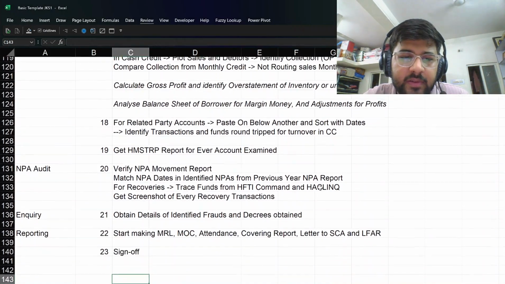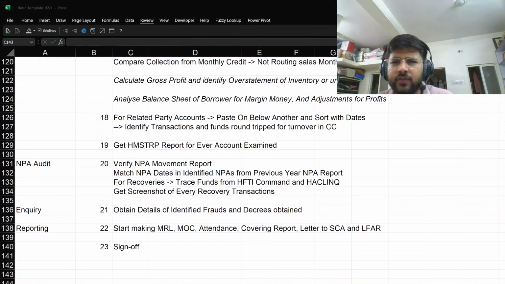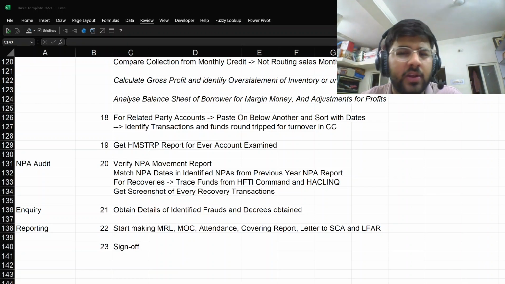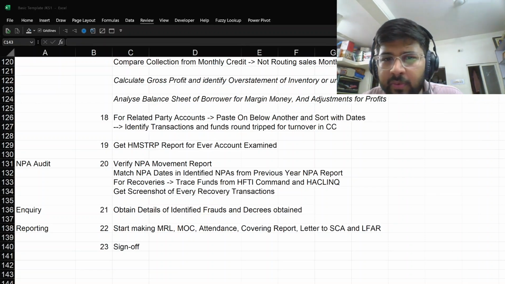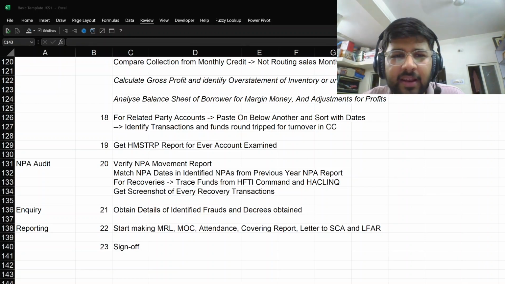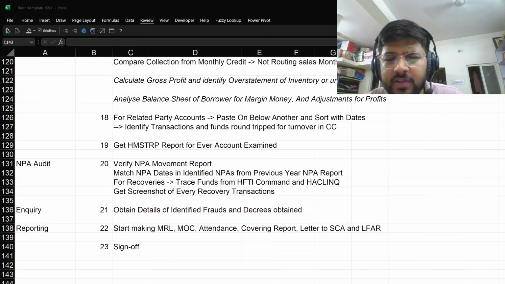Then you should obtain details of frauds which were identified during the year and those identified in the previous year as well, and their aging as well. And finishing off, you should start making your MRL, your MOC, your attendance covering report, your letter to SCA and LFAR. And lastly, sign it off, generate the UDIN and go home. I guess that is all.